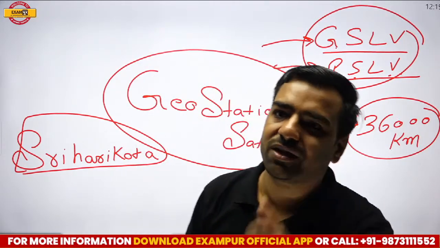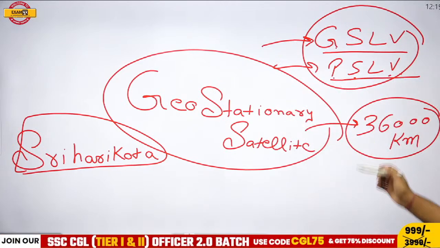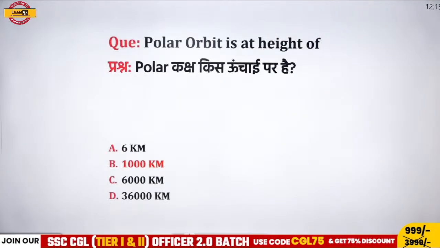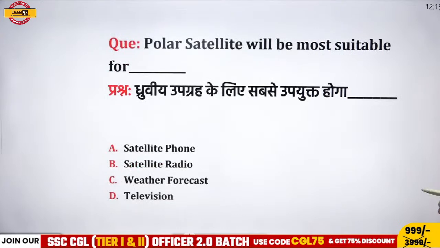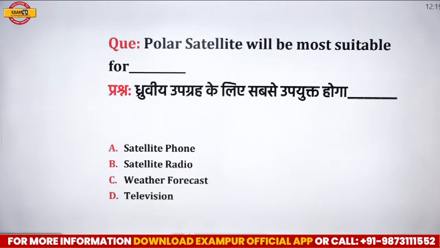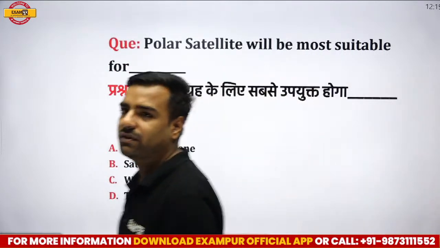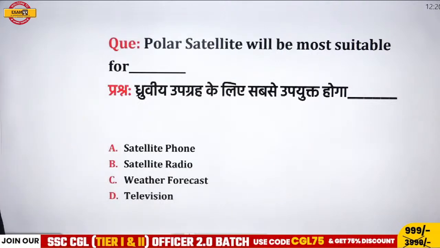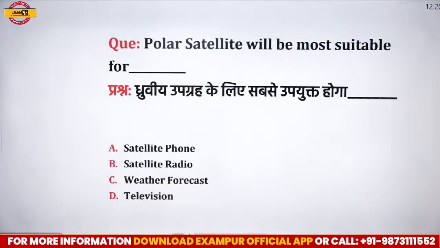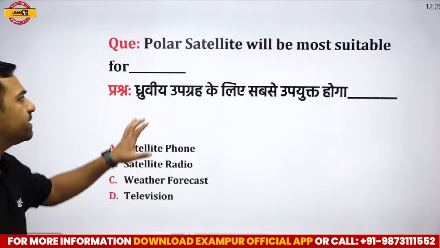Sriharikota, Andhra Pradesh. That's totally correct, Abhijit. Absolutely correct. Okay, so this we have discussed now. The correct answer is 1,000 kilometers. Next. Polar satellite will be most suitable for what? We have just discussed about it. I guess everyone can answer this part now. Yes, Vikram, Akleshwar, everyone.